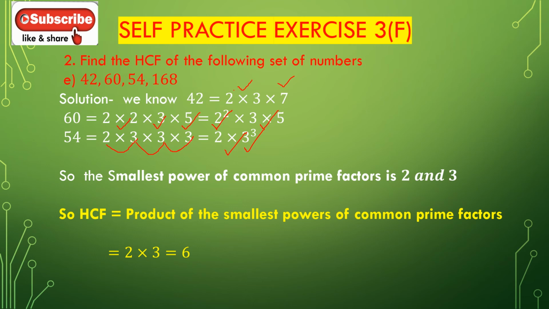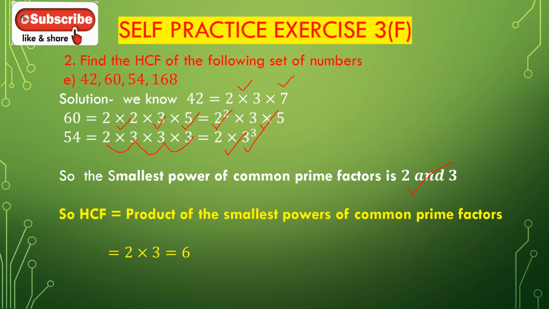In 42, prime factor 7 is there, but in 60 there is no prime factor 7. In 60 there is prime factor 5, but in 42 and 54 there is no common prime factor 5. So the smallest powers of common prime factors are 2 and 3. 2 and 3 are the smallest powers of common prime factors between these numbers 42, 60 and 54.